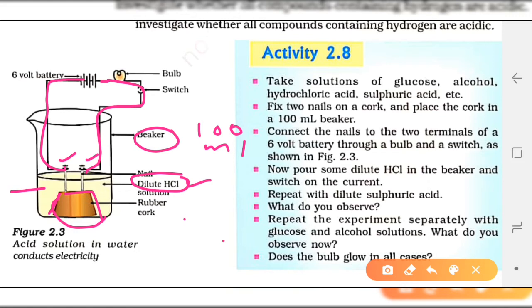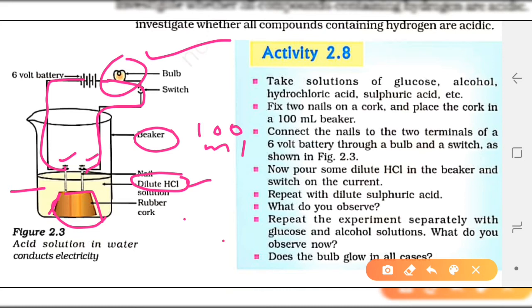This is your question. So you have to check whether the bulb is glowing or not in HCl, whether the bulb is glowing or not in the sulfuric acid, whether the bulb is glowing or not in alcohol, as well as in glucose. So you have to check all those things. So what will be your observations? So here I will tell all the observations to you.